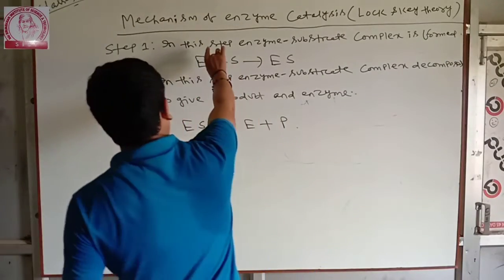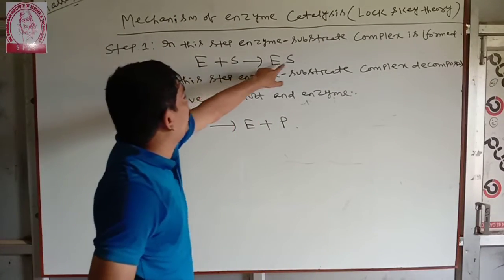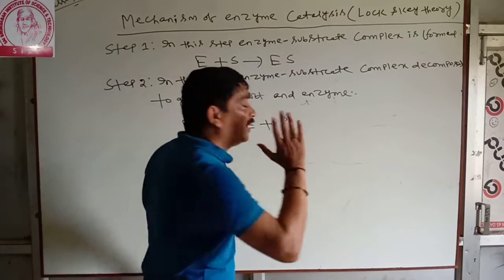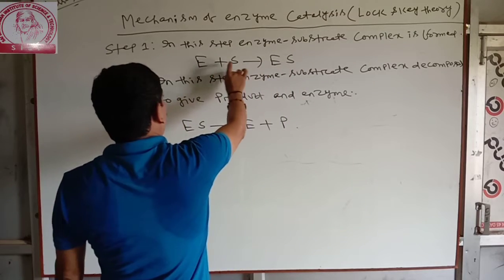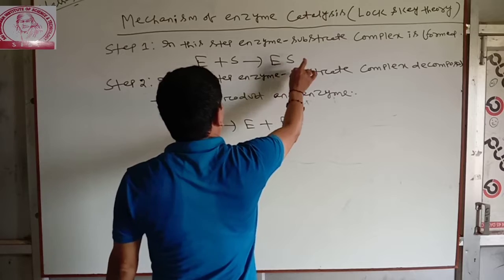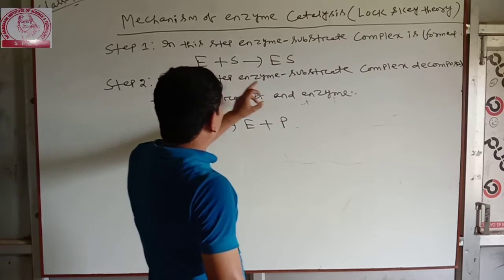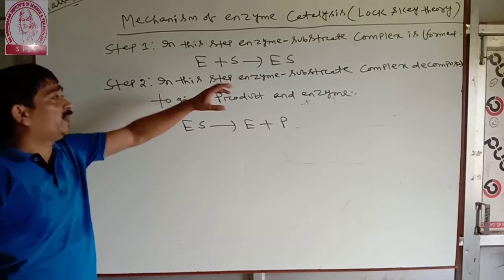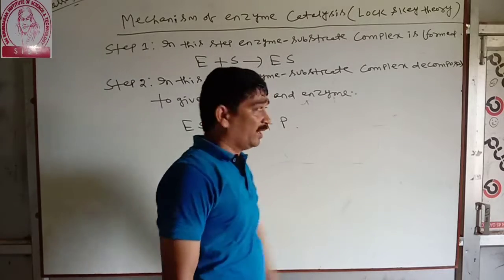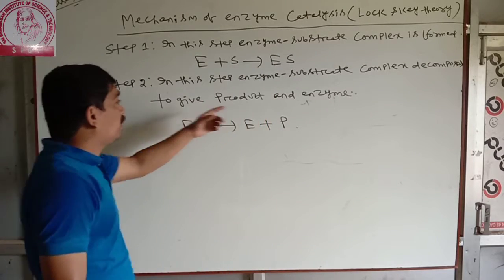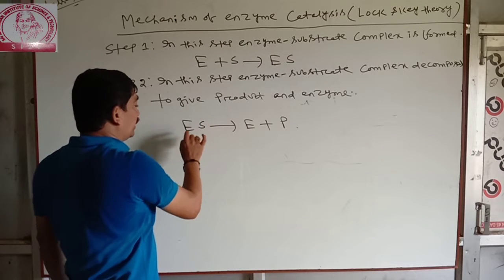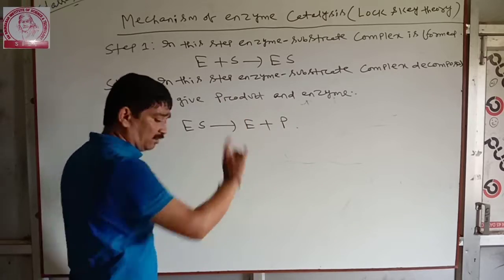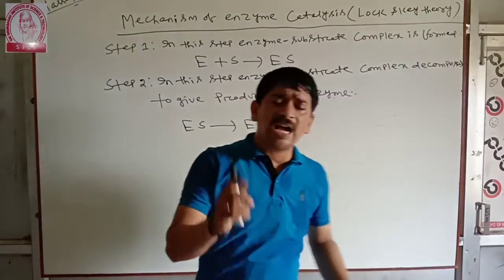Look at the first step. In this step, the enzyme substrate complex is formed: enzyme plus substrate gives enzyme substrate complex. Second step, the enzyme substrate complex decomposes to give product and enzyme. Enzyme plus product. Clear? So I will explain this.